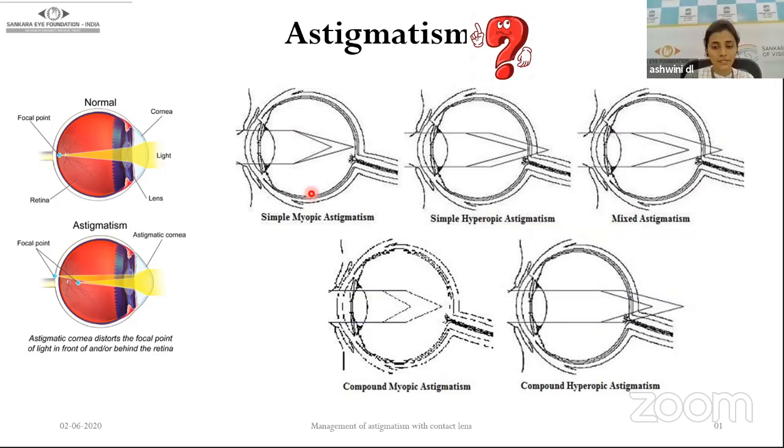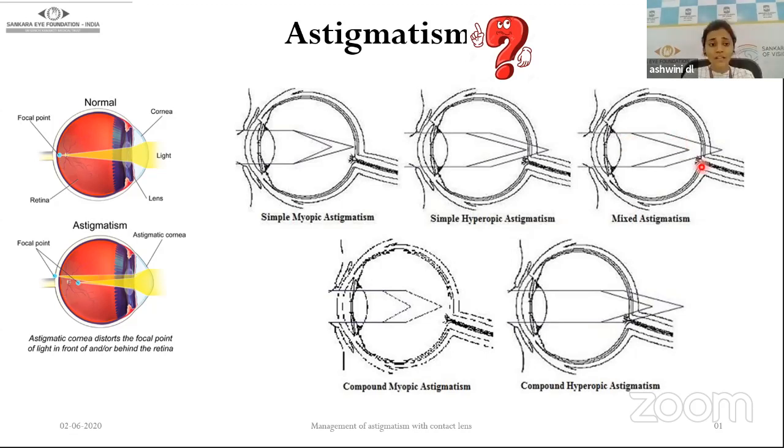In simple hyperopic astigmatism, one meridian's rays will focus on the retina and the other meridian's rays will focus behind the retina. Then comes compound myopic astigmatism, where both rays will focus in front of the retina, but at 2 different focal points. The fourth one is compound hyperopic astigmatism, where both rays will focus behind the retina, but at 2 different focal points. The last one, mixed astigmatism, is where one meridian's rays will focus in front of the retina and the other meridian's rays will focus behind the retina.